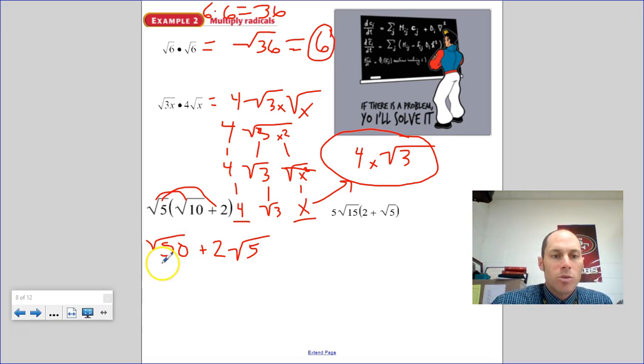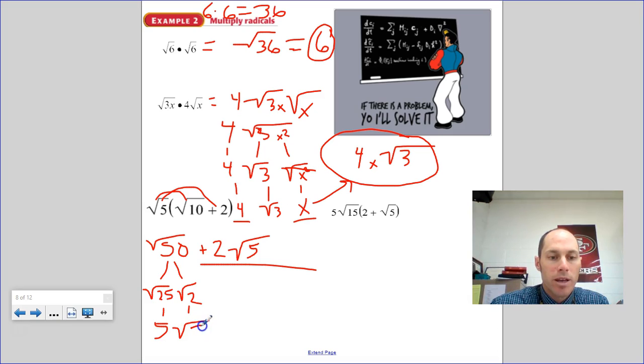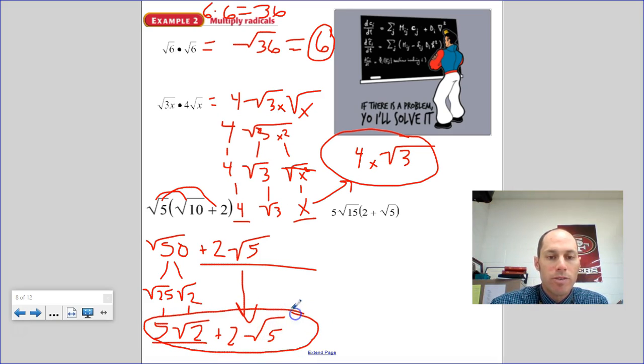Now I got to look, can I simplify square root of 50? If I'm looking at my factor tree, I know 50 is 25 times 2. 25 is a perfect square. I'm going to break that apart. And this, I can't break it down any further, so I'll just leave that for now. Square root of 25 is 5. And square root of 2, we can't break anything apart from that. So that will give us 5 square root of 2. Then I'll just bring down positive 2 square root of 5. So we'll simplify as 5 square roots of 2 plus 2 square roots of 5.